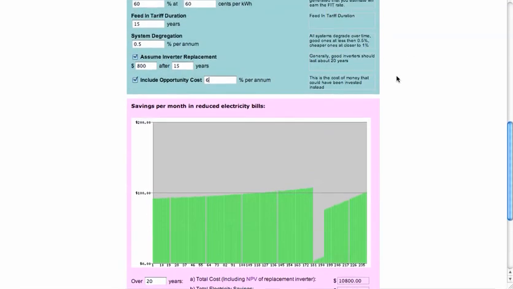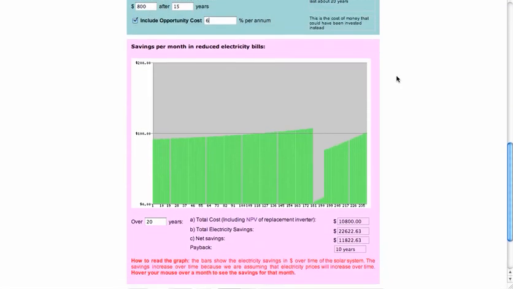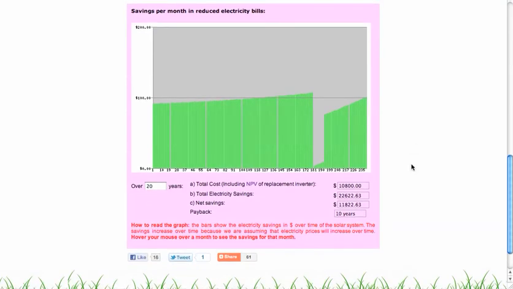So that's the inputs. And in the next video, I'll go through how to read this graph, which has been calculated from all those inputs.